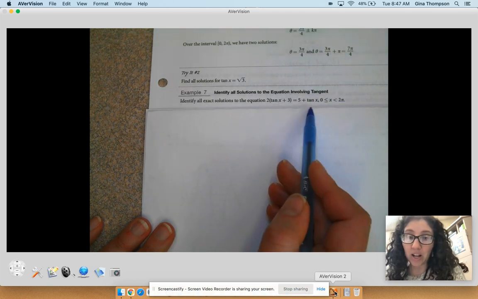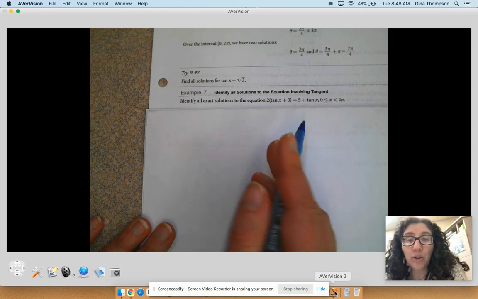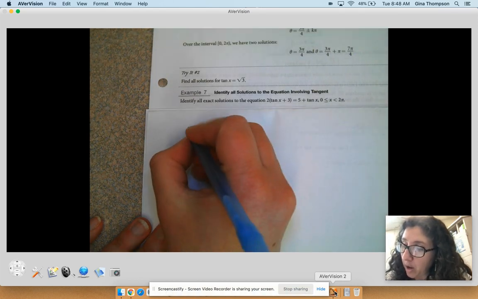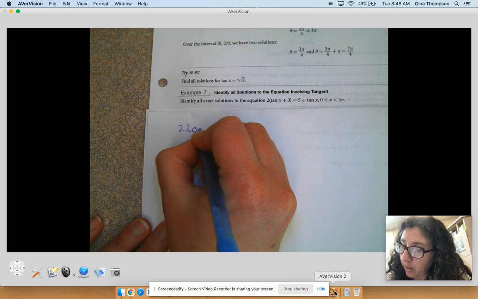So we've had a bunch of tangent x's. So just like always, we've got to use algebra to simplify this as much as possible. So I'm going to get rid of that parenthesis.